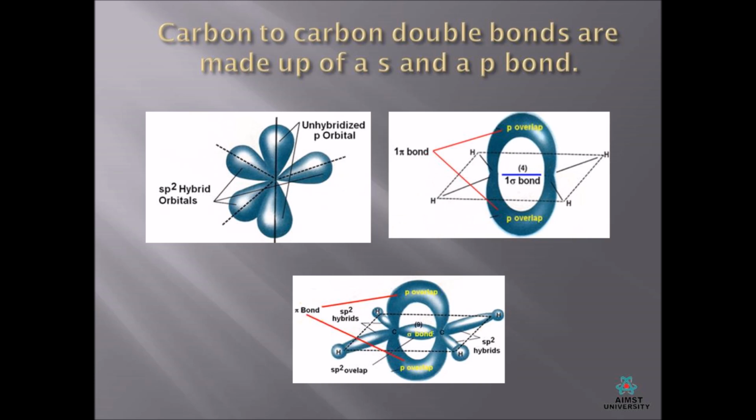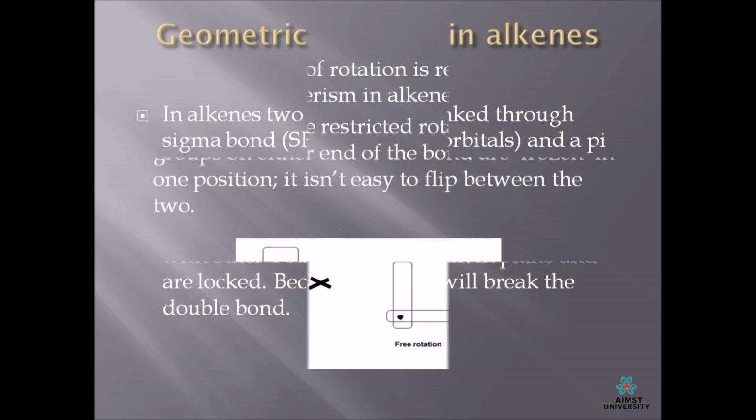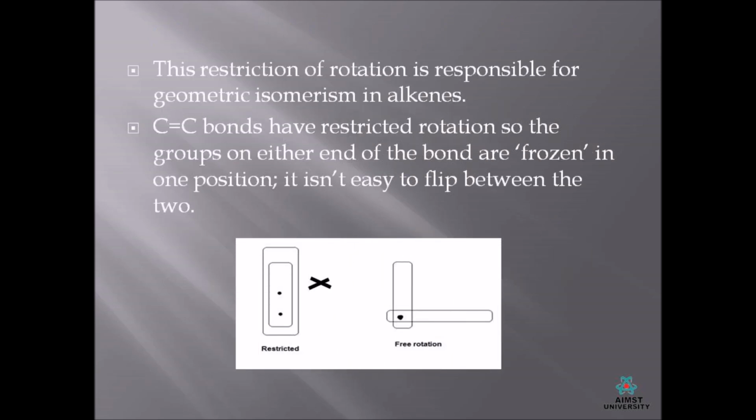Now let us see the geometrical isomers in alkenes. In alkenes, two carbons are linked through a sigma bond and a pi bond due to the overlap of p orbitals. In such compounds, these two carbons along with four substituents remain in a plane and are locked because rotation will break the double bond. This restriction of rotation is responsible for the geometrical isomerism in alkenes.